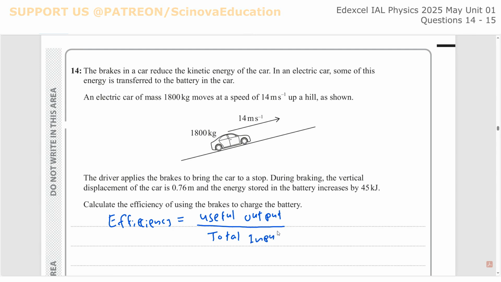For this problem, useful output energy is the amount of energy stored in the battery, which is 45 kilojoules. We have to convert this into joules by multiplying with 1000. The total input for the process of charging battery has to be calculated.